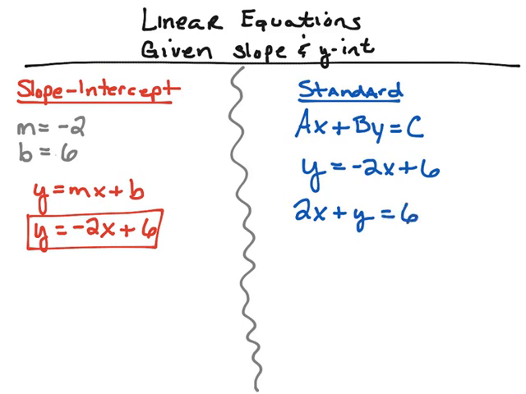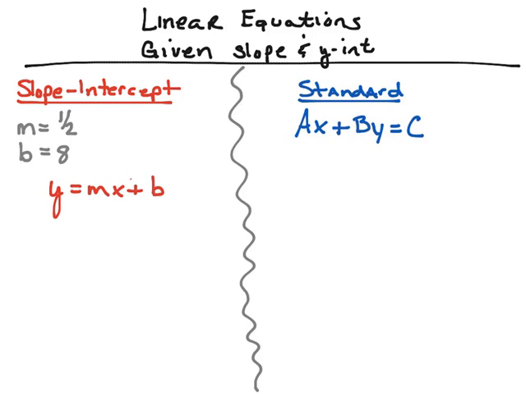Now notice my standard form. Notice the x and the y are on the same side of the equation. Notice there are no fractions in my equation. And notice that the value in front of x is a positive number. Therefore, I meet all my requirements for standard form. I don't need to do anything else. This is my equation in standard form, given a slope of negative 2 and a y-intercept of positive 6.